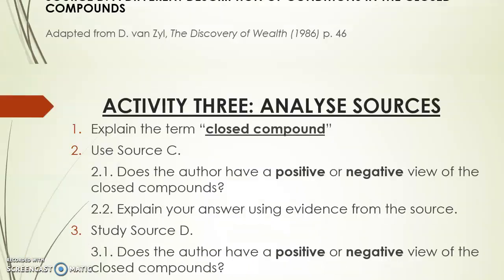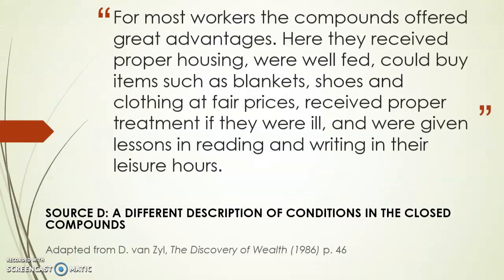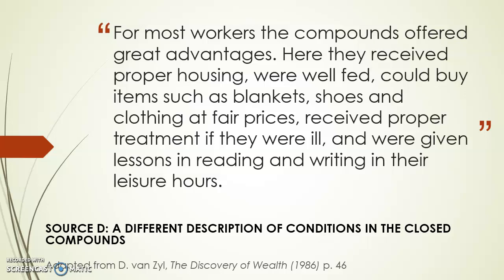Okay, now let's have a look at question 3. Study source D. 3.1. Does the author have a positive or negative view of the closed compound? So let's go to it quickly. For most workers, the compounds offered great advantages. Here they received proper housing, were well fed, could buy items. So you kind of get the sense that this is positive.